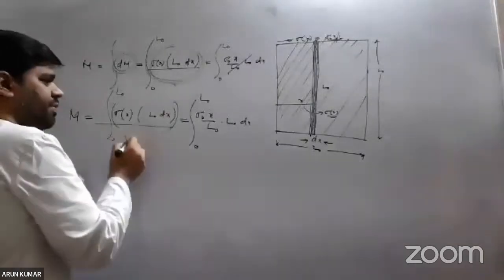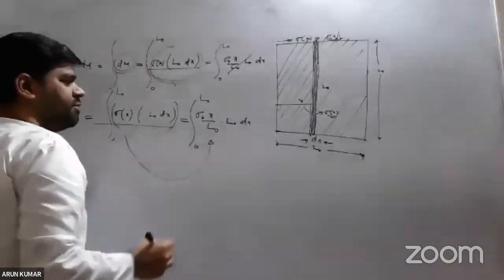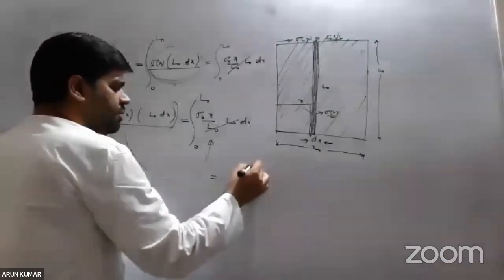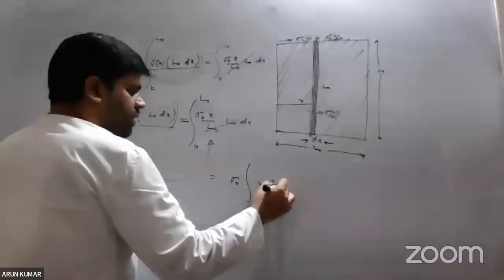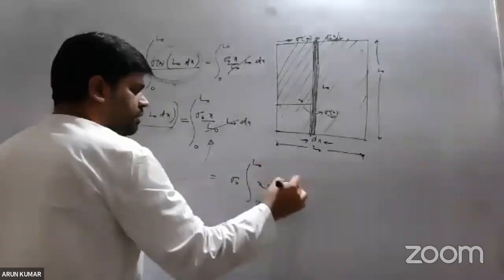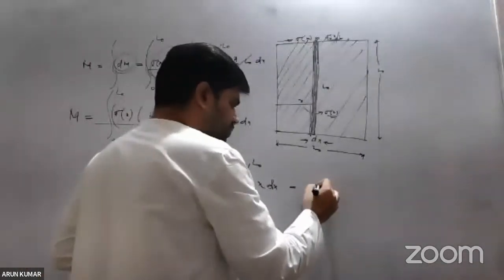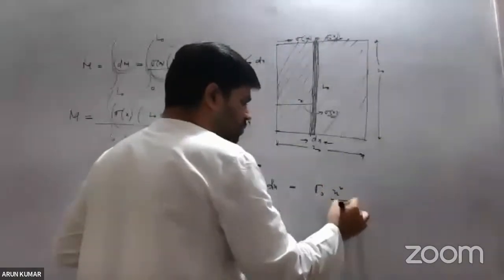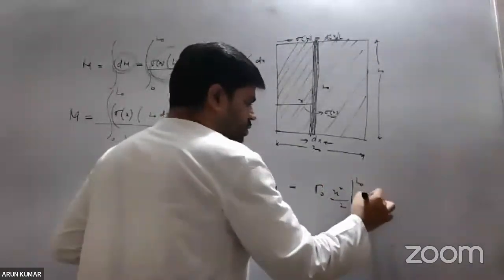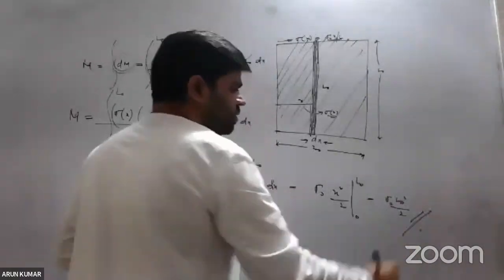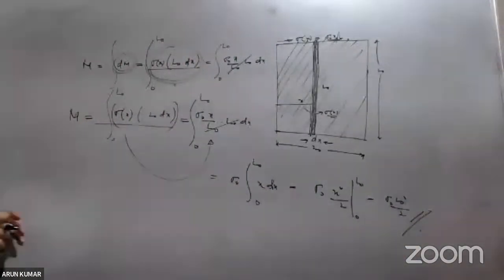Now sigma of x is given as sigma naught into x by L. So L naught gets cancelled out, and sigma naught comes out. Integral x dx. What is integral x dx? Sir, x square by 2. Right. So sigma naught into x square by 2 under limit 0 to L, which is sigma naught into L naught square by 2. So that's the mass of the whole plate.